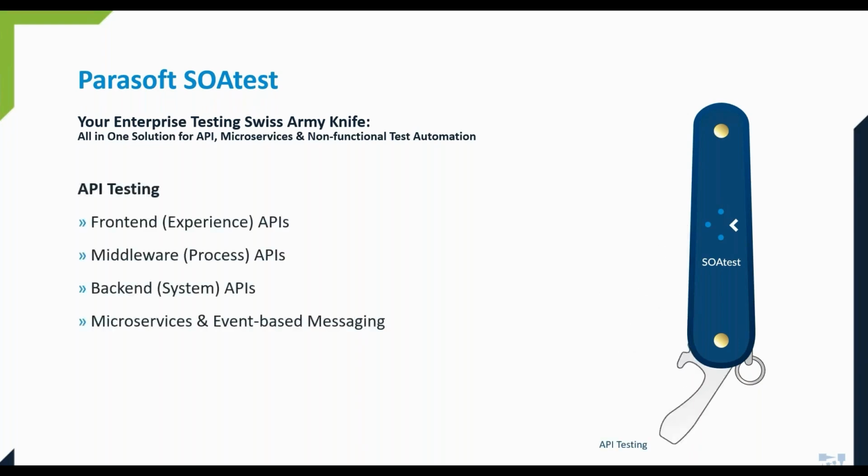SOAtest helps teams to easily adopt or scale API testing with a scriptless approach to test creation. It supports the testing of front-end or experience APIs, middleware APIs, and back-end APIs. And it also supports microservices and event-based messaging. SOAtest actually supports over 120 message formats and protocols, enabling it to support a vast and wide range of use cases and tech stacks, which is perfect for scaling across an enterprise.